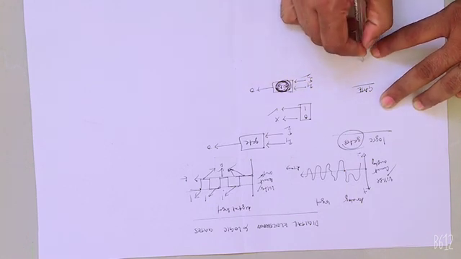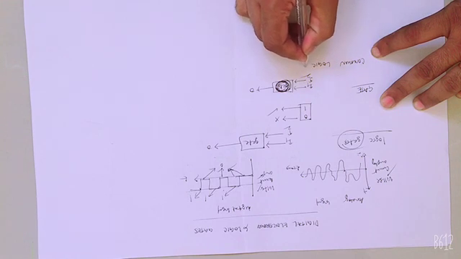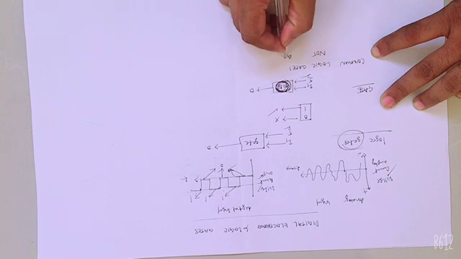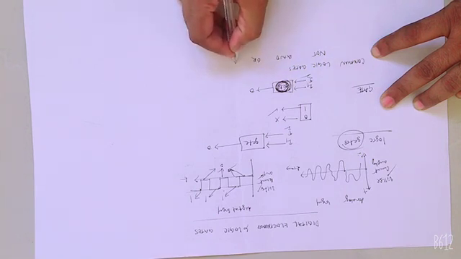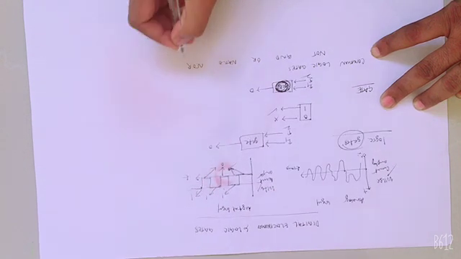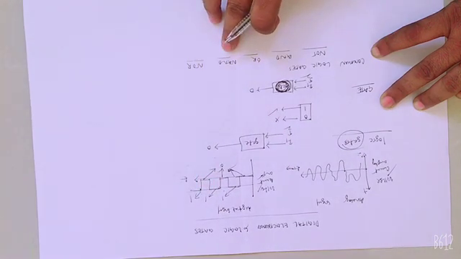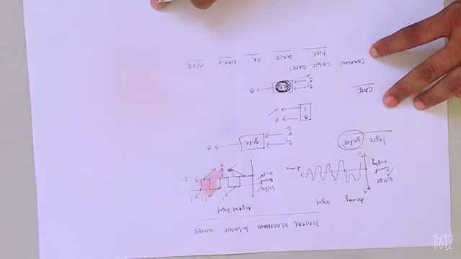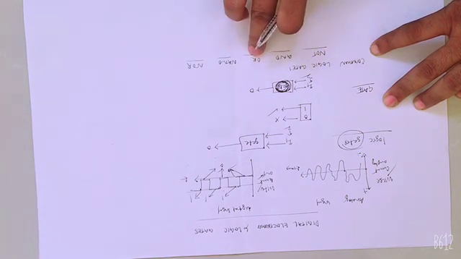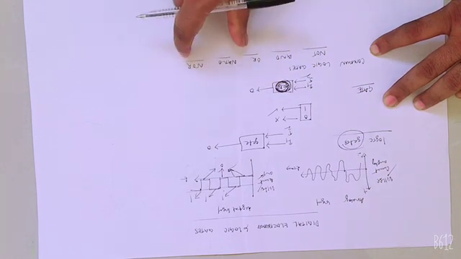We have some common logic gates. Those are called the NOT gate, AND gate, OR gate, NAND gate and NOR gate. So these are the five common logic gates. We will explain each and every gate, its symbolic representation and the output it produces by using the truth table.